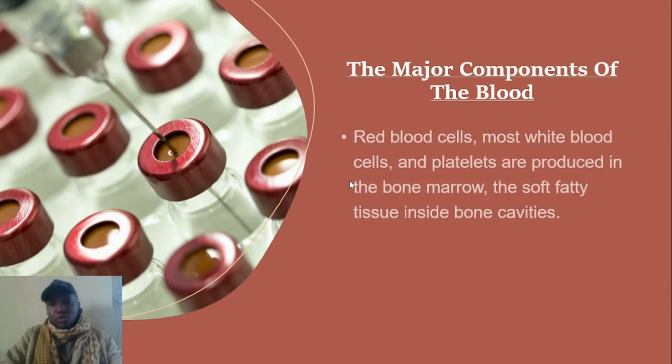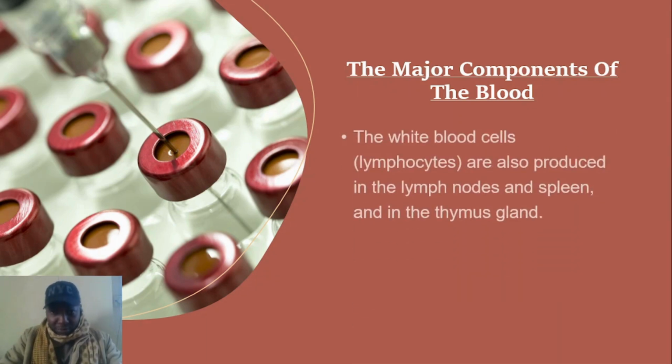The red blood cells, most white blood cells, and the platelets are produced in the bone marrow, the soft fatty tissue found within the bone cavities. Now, the white blood cells called lymphocytes are also produced in the lymph nodes, the spleen, and the thymus gland. So the white blood cells can also be produced in these parts.